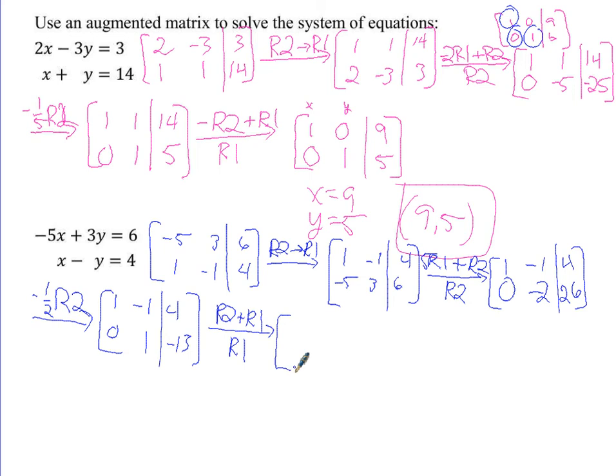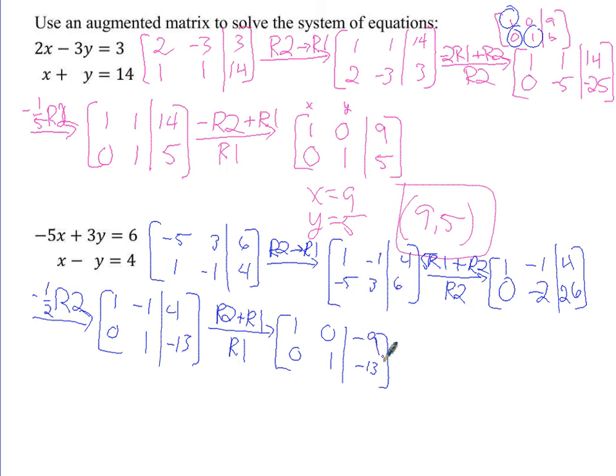Okay, now, am I changing row 2? No. So I'm just going to rewrite it: 0, 1, -13. And now I'm adding row 2 to row 1 and writing my answers in row 1. So 0 plus 1 is 1. 1 plus -1 is 0. And then -13 plus 4 is -9.